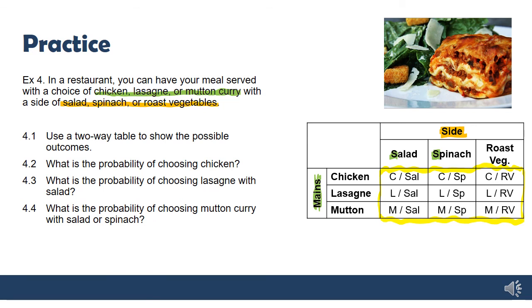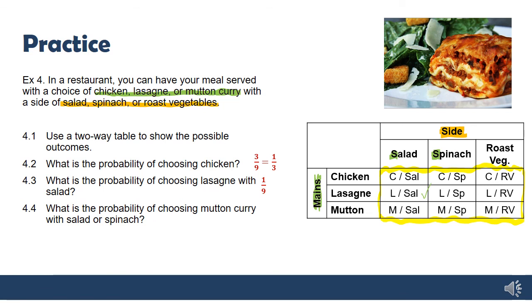And I can answer the question, what's the probability of choosing chicken? Chicken is in 3 of the outcomes. So my probability 3 out of 9 or 1 out of 3. What's the probability of choosing lasagna with salad? So that means lasagna and salad. There's only one outcome that has lasagna and salad out of the 9. So my probability is 1 over 9.